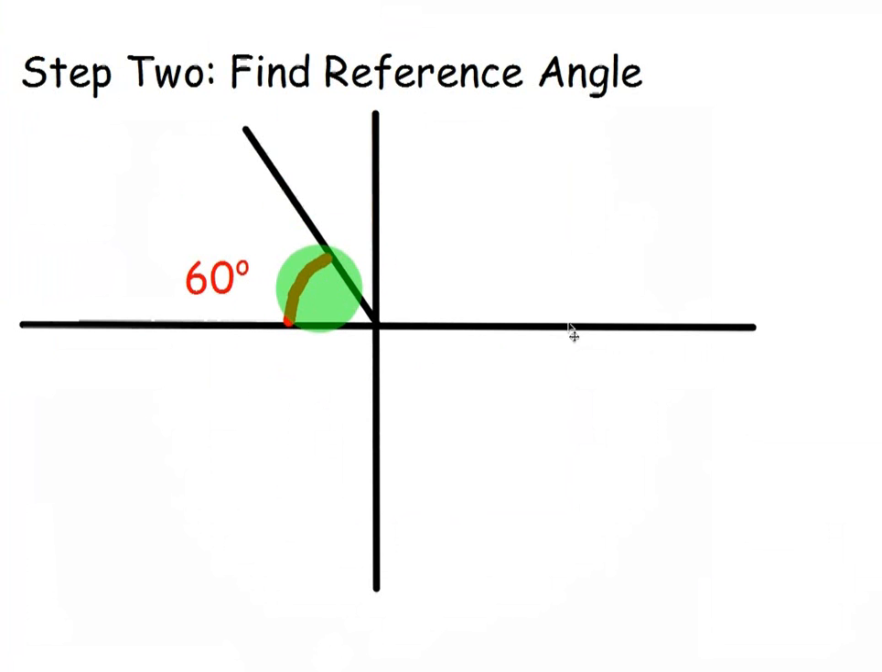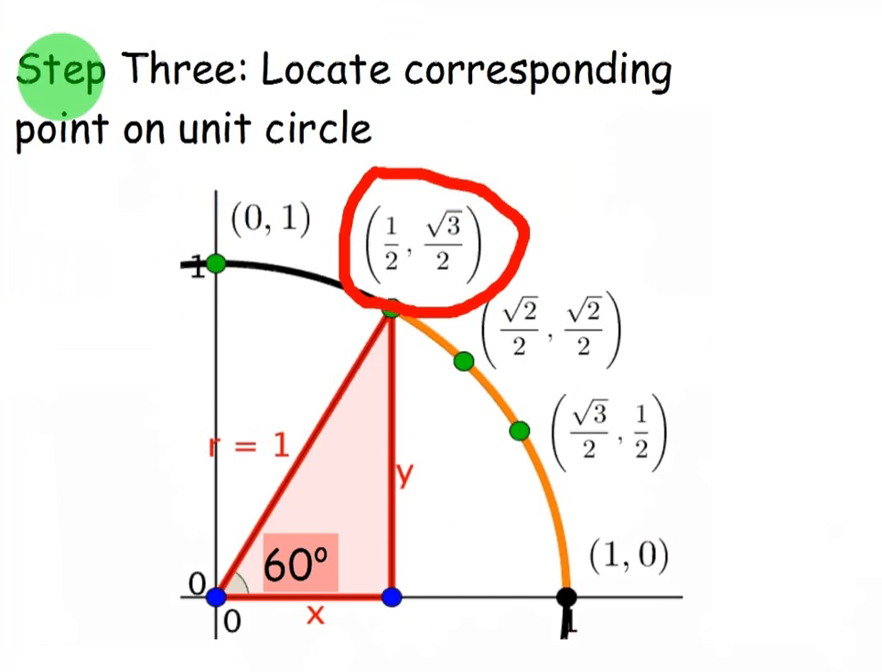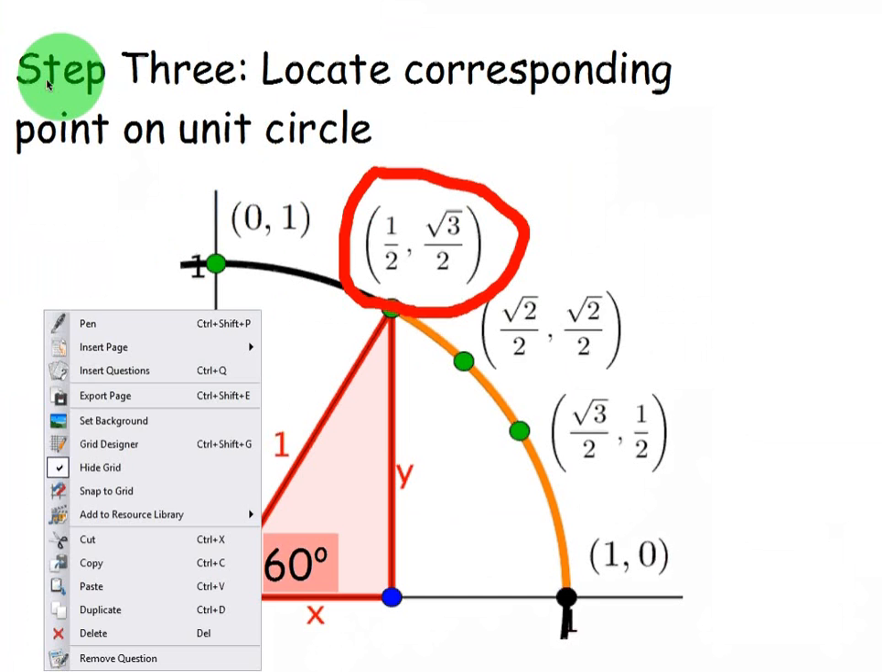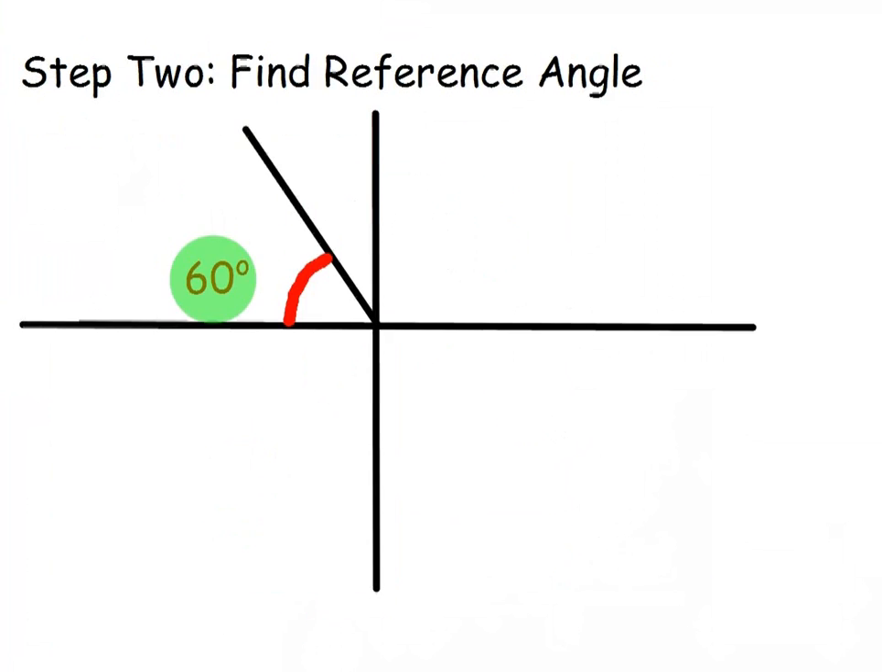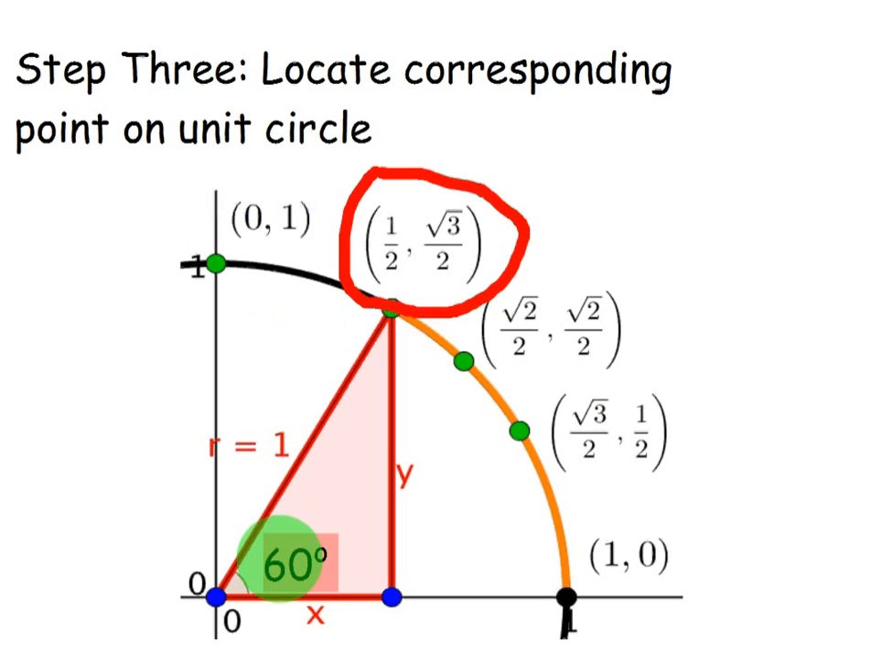Now why do we need to know the reference angle? You're going to take this angle and go back to the first quadrant. So basically every point on the unit circle can be referenced to the first quadrant. So we're going to go back to the first quadrant and look at our 60 degree angle, because that was our reference angle. Now look at the point at 60 degrees. Okay, it's 1/2 comma square root of 3 over 2.